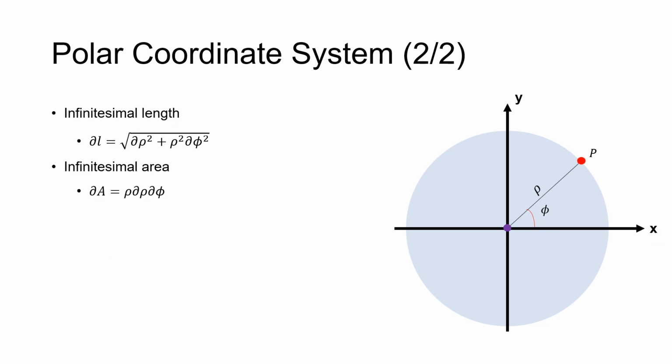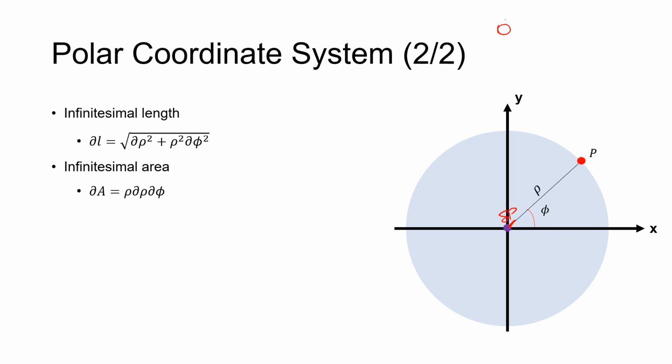Now again, in order to smoothly do integration and differentiation, we need to understand the infinitesimal length and infinitesimal area. Rho is still a distance, so we can simply say delta rho is a very small distance, right? But what about delta phi? Can we just use it? Actually, no, because phi is just an angle. It is not a distance.